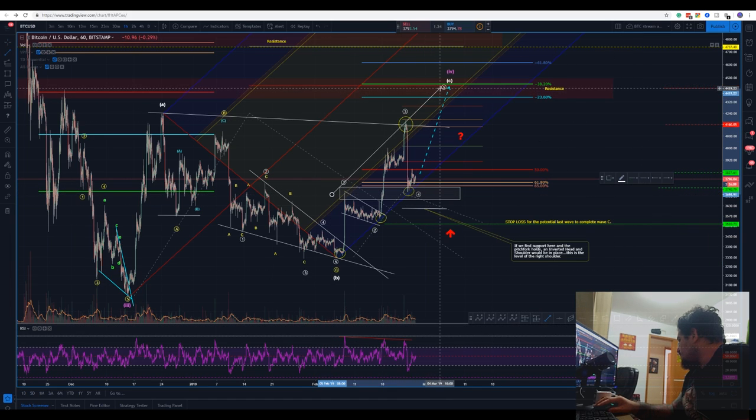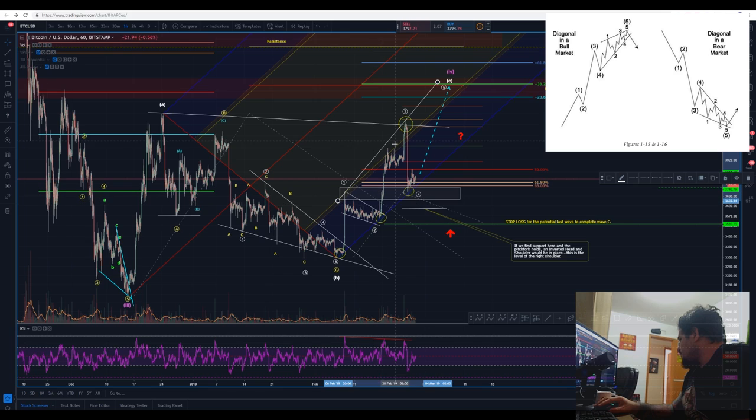If you want to be really precise, this is the ending diagonal. It would have something like starting here, 1, 2, 1, 2, 3, 1, 2, 3, 1, 2, 3, 1, 2, 3, going down here, 1, 2, 3, 5. I know.